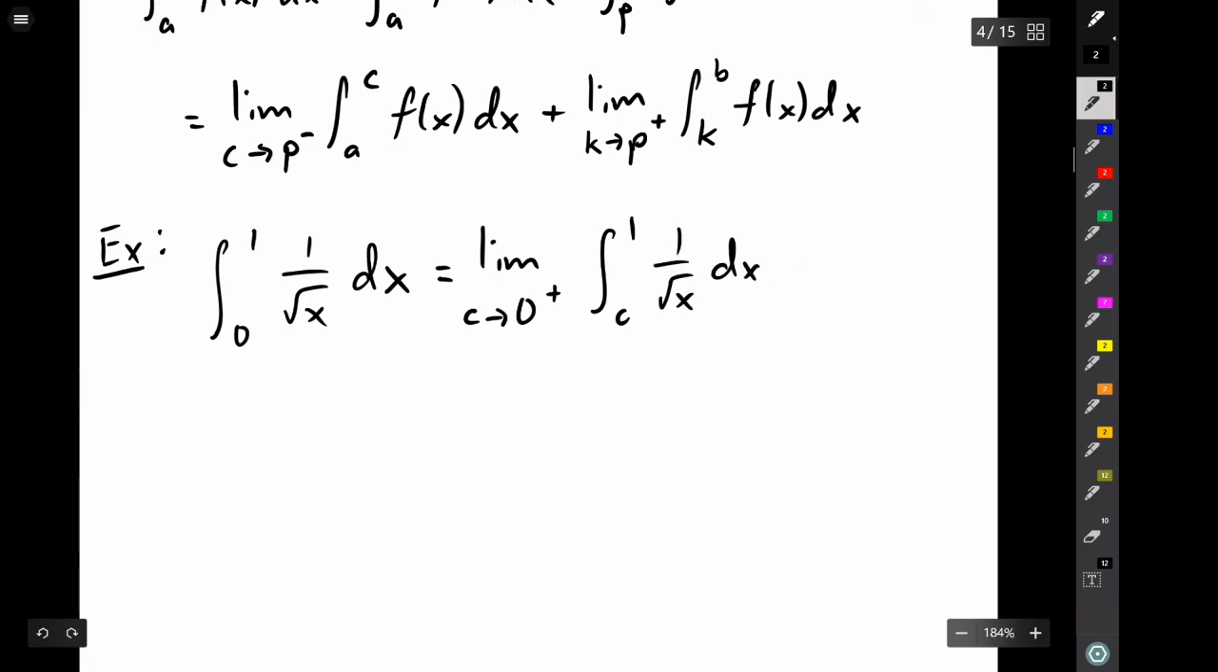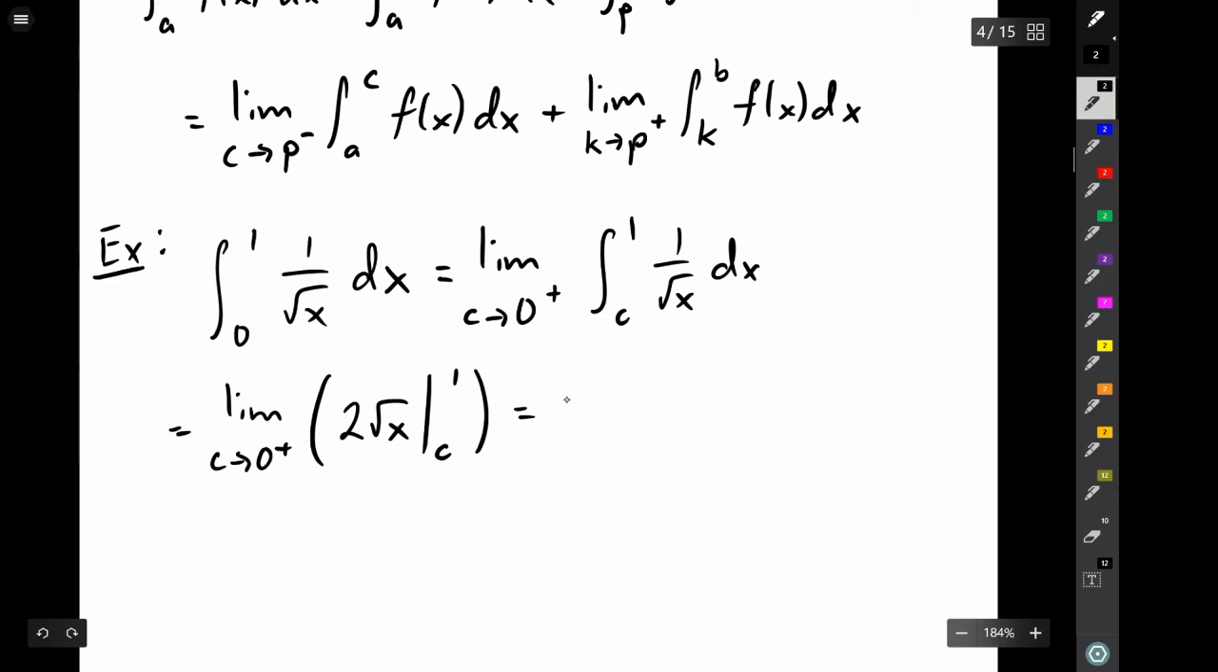So now let's perform that integral. So c goes to 0 from the right. The integral of 1 over square root of x is going to be 2 square root of x, and that's going to be evaluated from c to 1.